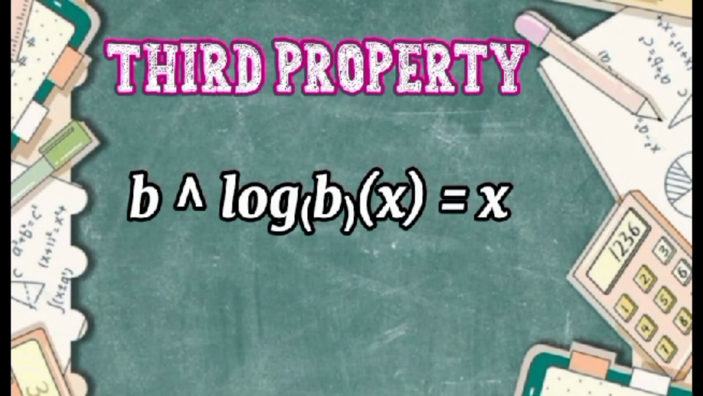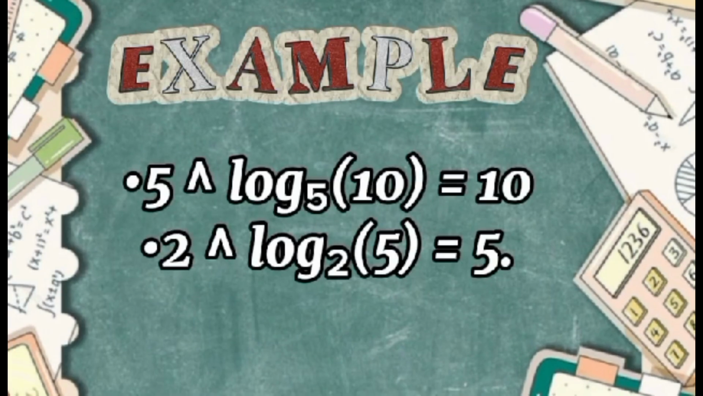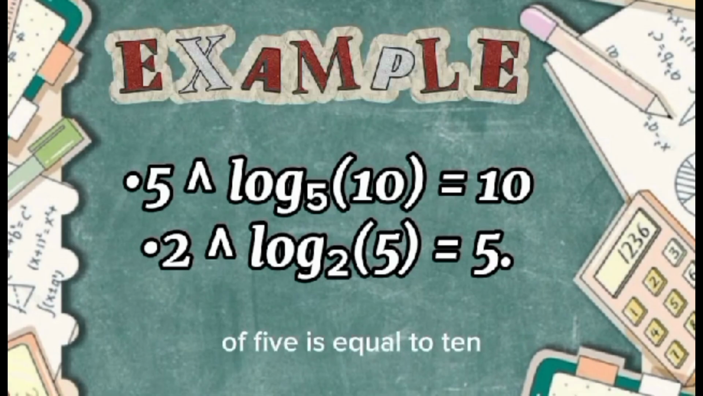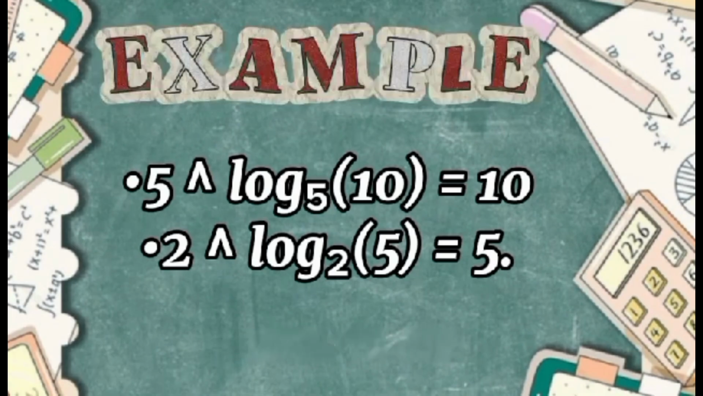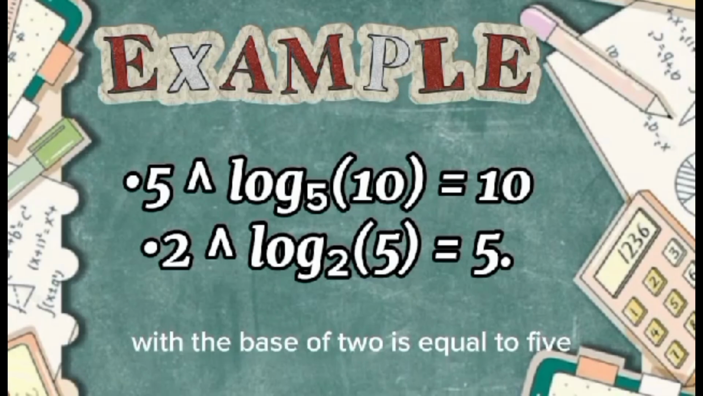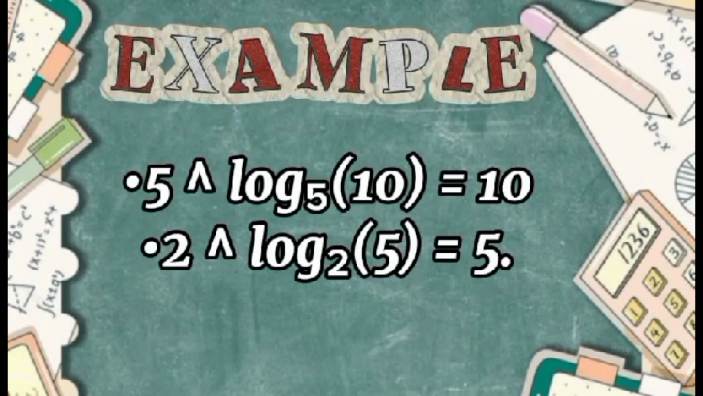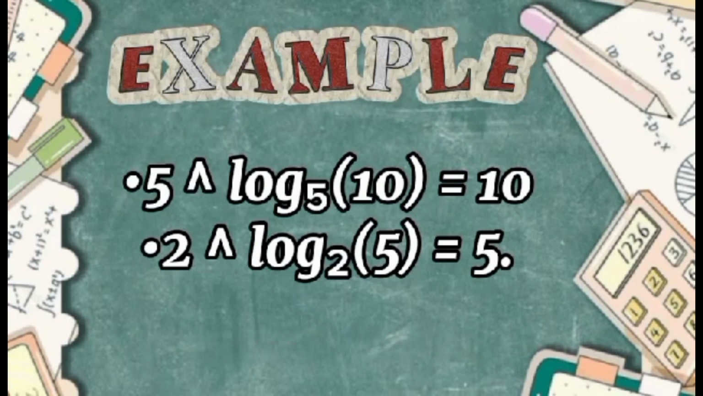Now we have the third property, which means that b raised to the logarithm base b of x is equal to x. That shows that exponents and logarithms are inverse operations. They cancel each other out. We have here the example that 5 raised to the logarithm of 10 with the base of 5 is equal to 10, and 2 raised to the logarithm of 5 with the base of 2 is equal to 5. So when we raise the base to its own logarithm, the result is simply x.